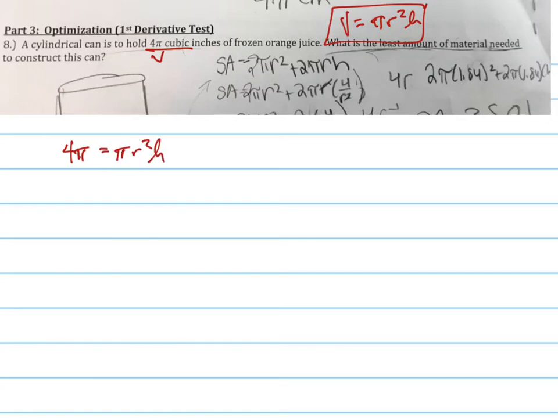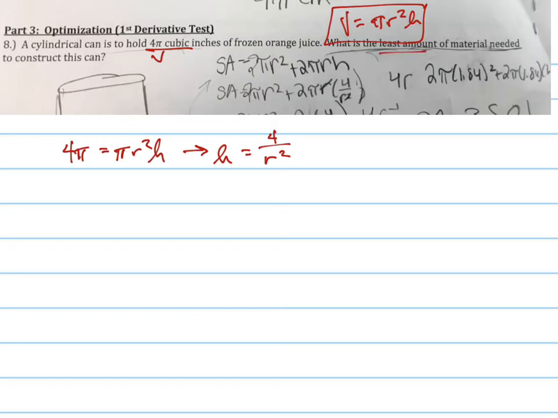Now, the reason I write that is because that's going to give us a relationship between r and h, which we're going to need later. So, in fact, let's go ahead and just solve this for h. h equals, because you almost always have to do this, 4 over r squared, because the pi's will cancel out. Okay, so there's my relationship between r and h.